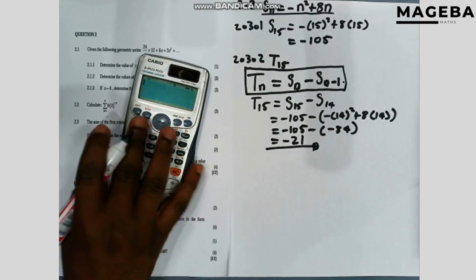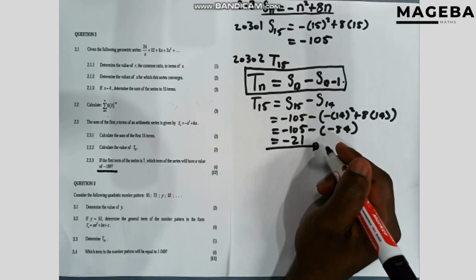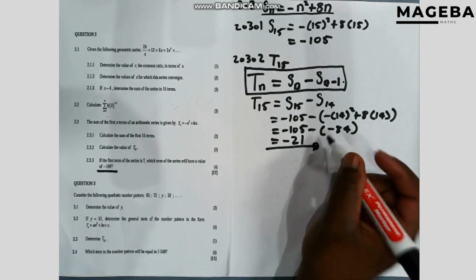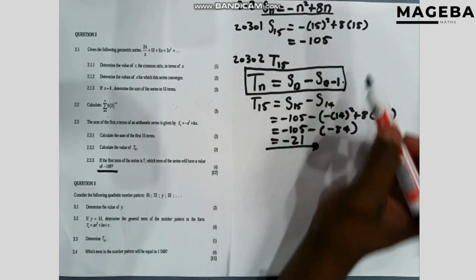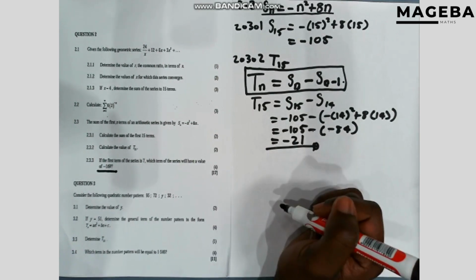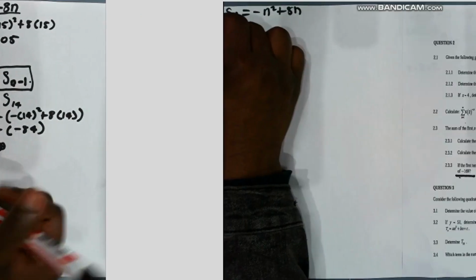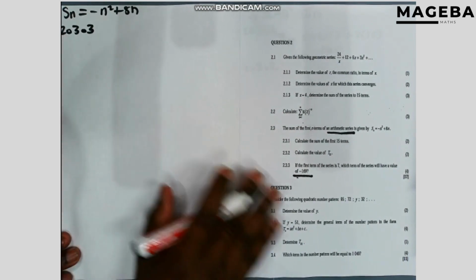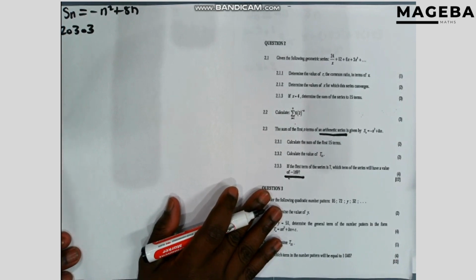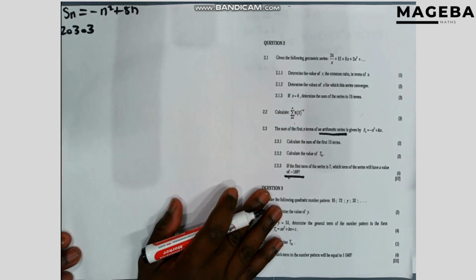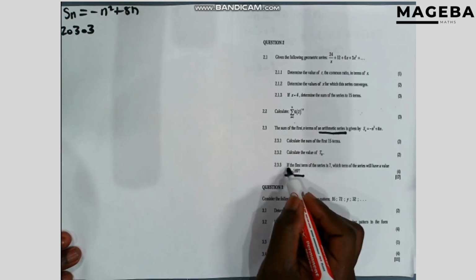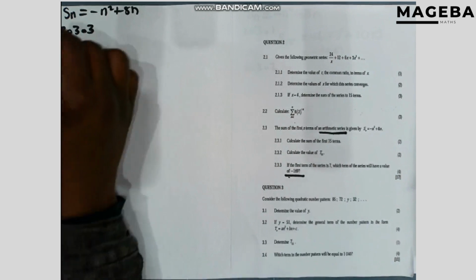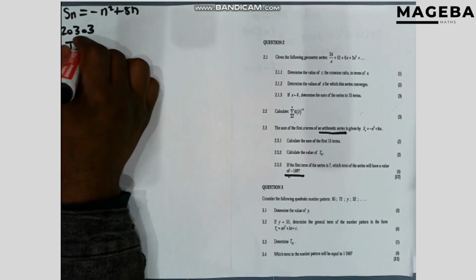This is how we find whatever particular term they need at that point, if you have the sum of something. Question 3: it's saying if the first term of the series is 7, which term of the series will have a value of negative 169? So the first term is T1, and it's 7.